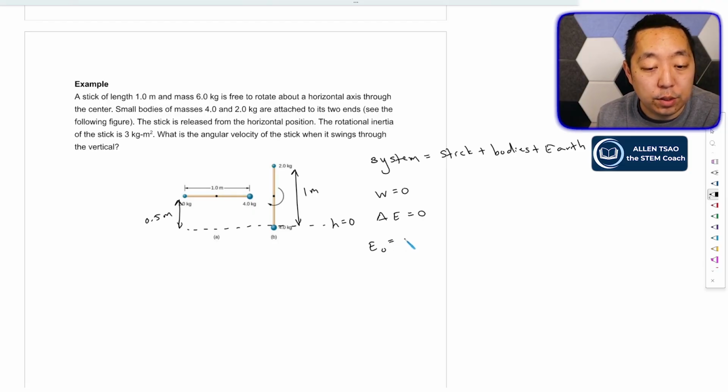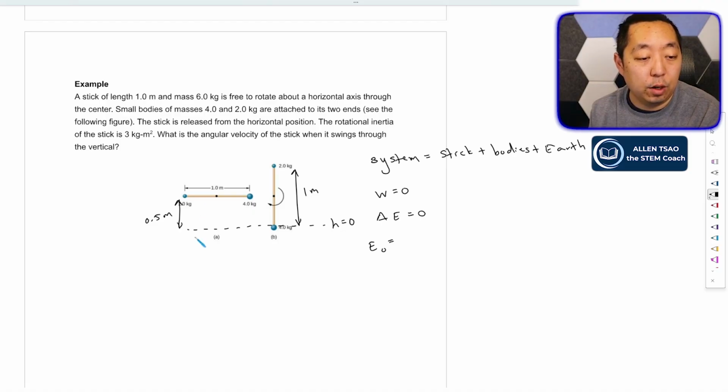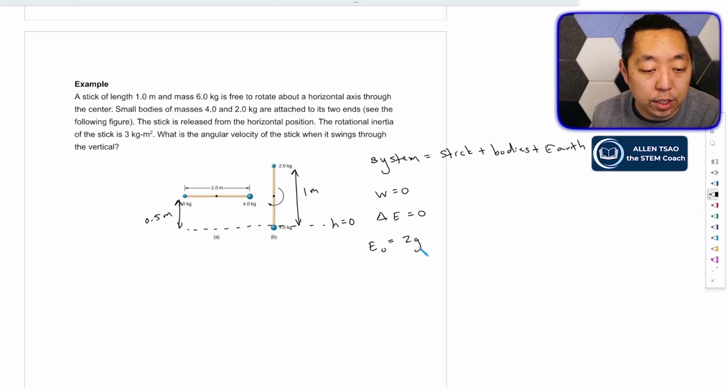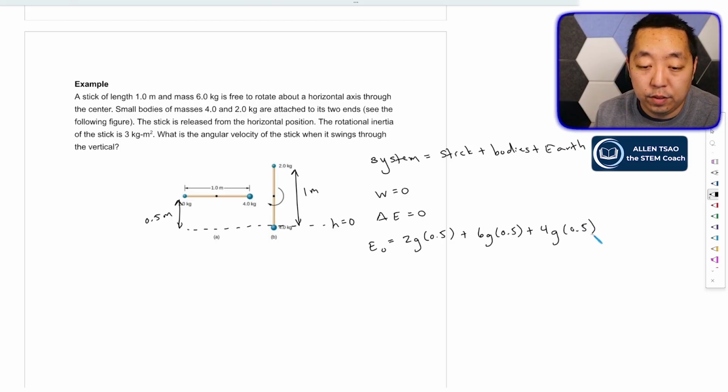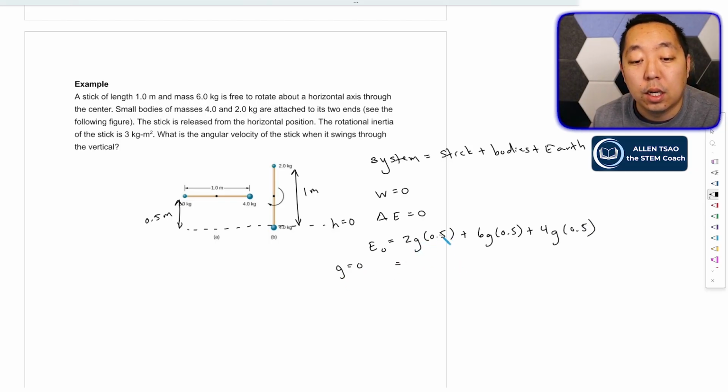So the initial energy is we have 2, the total mass, and they're all at the same height. We'll just do 2g times 0.5 plus the mass of the stick itself, right? That's 6g times 0.5. And then this is, I'm just doing mgh, 4g times 0.5. And we'll just use g is equal to 10, and so we'll get a number here. So this is going to be 10, 30, so that's 40 plus 60 joules.